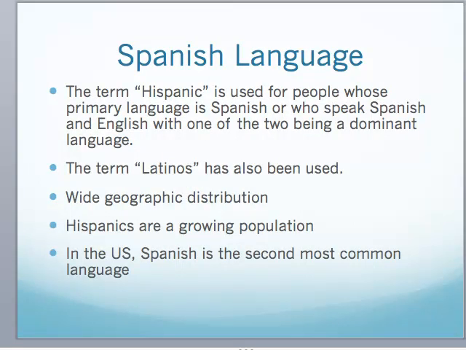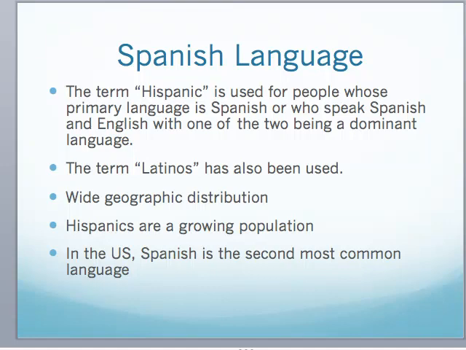Spanish language. The term Hispanic is used a lot, and it's used for people whose primary language is Spanish. You'll hear Hispanic or you might hear Latino. But it's used for people who speak Spanish and English, with one of the two being a dominant language. As I said, Latinos is also a term that's been used.